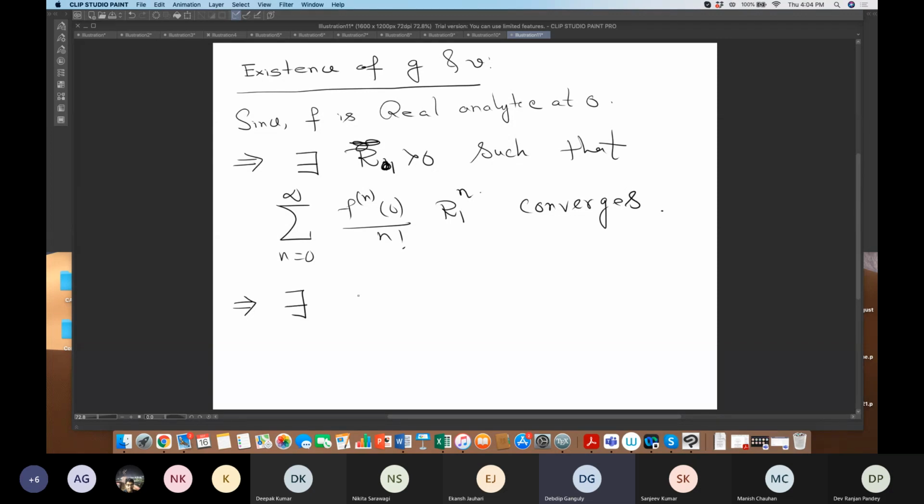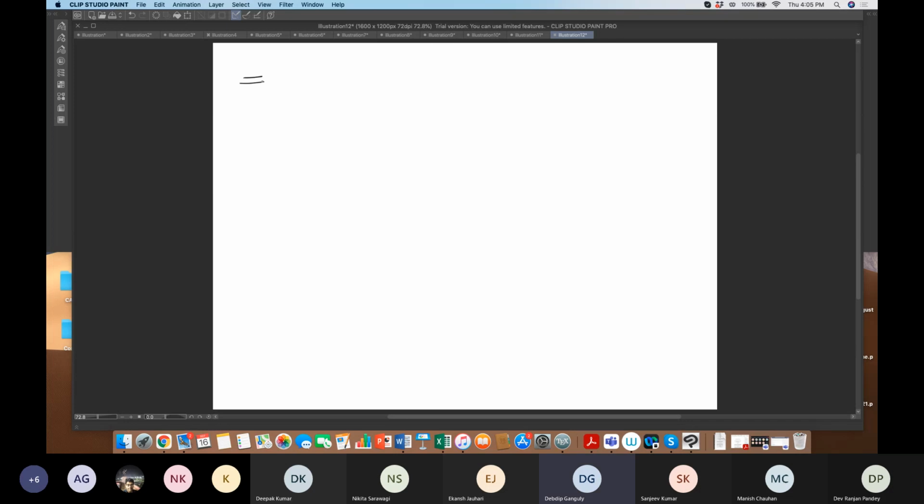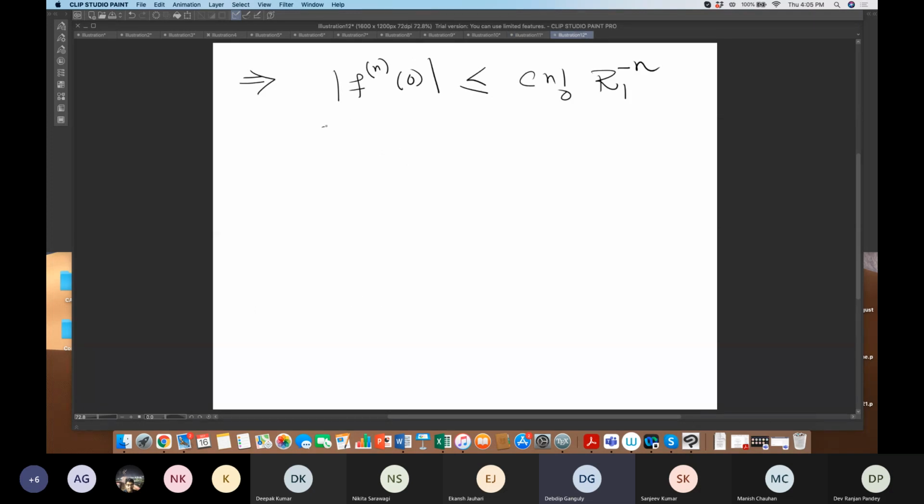This implies there exists a positive C such that the nth term of this series, times R1 to the power n, is less than or equal to C. Agreed? So this implies the nth derivative at the point 0 is less than C n factorial R1 to the power minus n. Just take R1 here, n factorial here, nothing else. Okay. Now define G(t) like that.